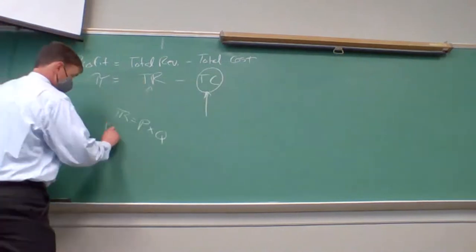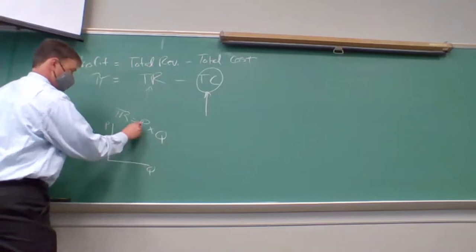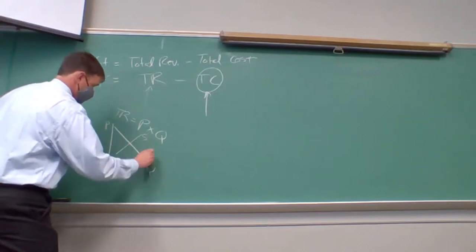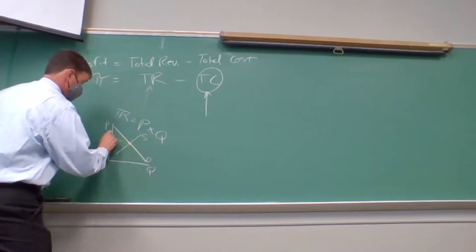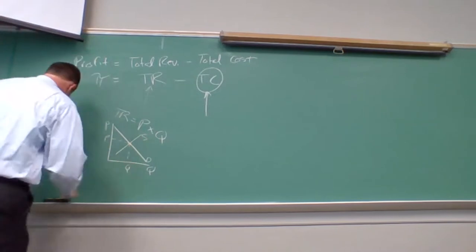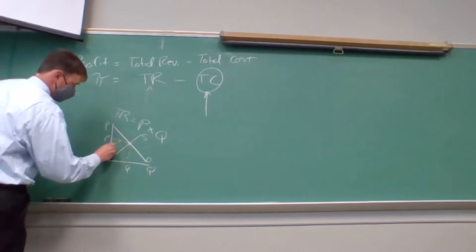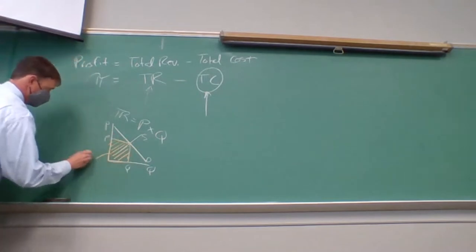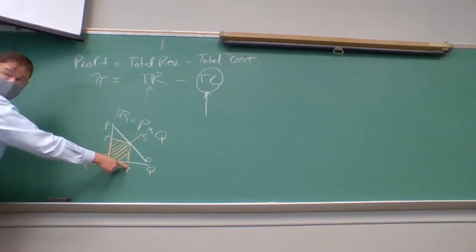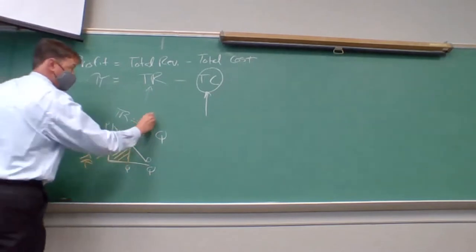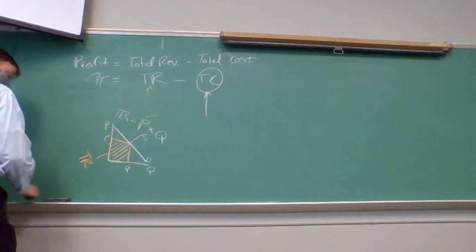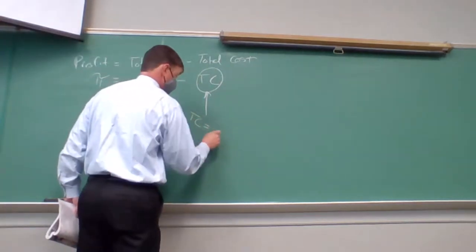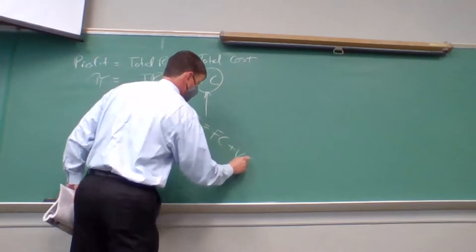All right? Keep in mind, look, price is on this axis, quantity is on that axis. There's your price. There's your quantity. This box, total revenue, price times quantity. Okay, so we got this. Y'all been doing that for a while. All right, total cost is what? Fixed cost plus variable cost.